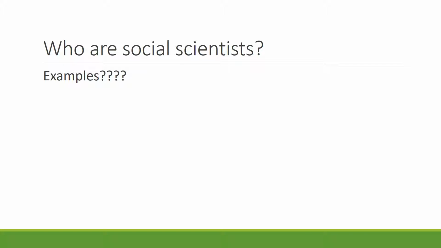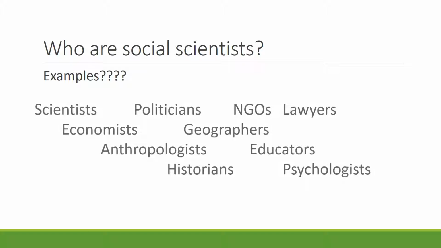Now that you've written down some of your examples, I'm going to put a few of my own on the board. You may have some of these examples on your paper, or all of them, or none of them. But what's important to notice is the variety of positions that can be covered through social science. We range from scientists themselves, to lawyers, to psychologists.